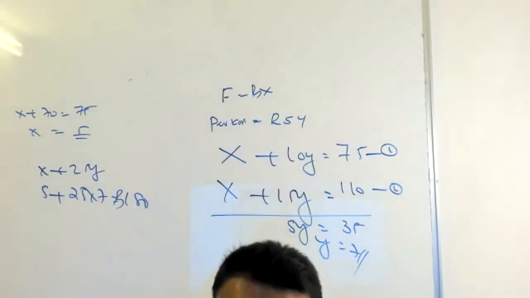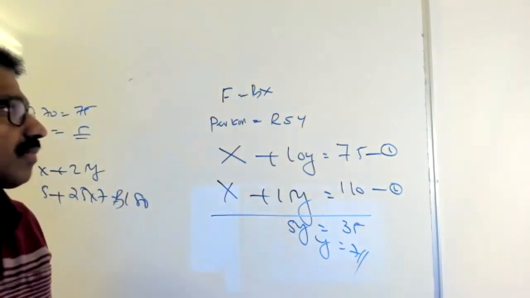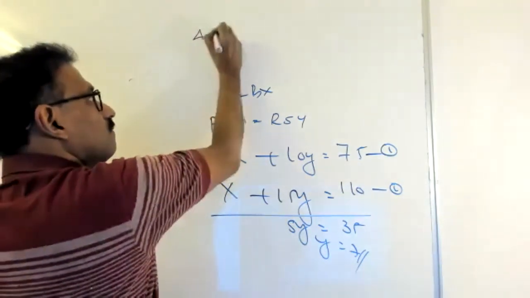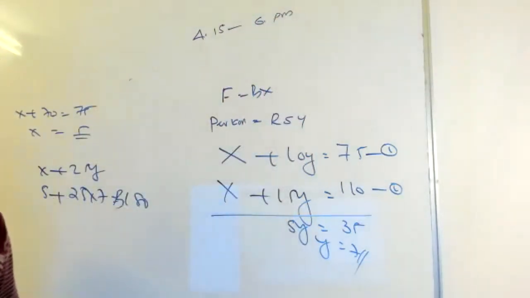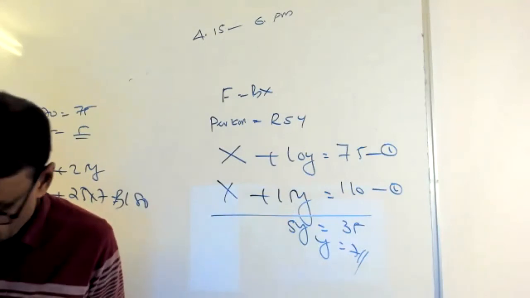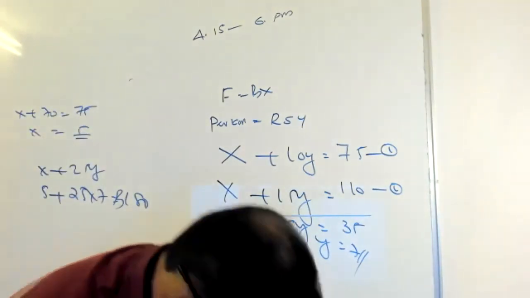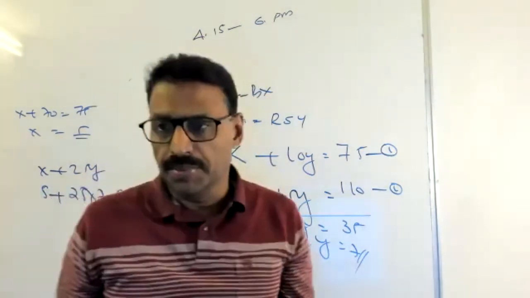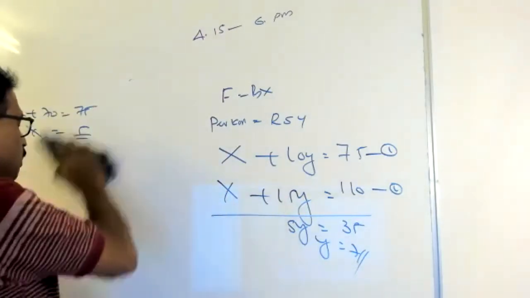Hello. Next week, Ramadan is starting now, so your time will be changed. We'll start from 4:15 till 6. Fasting break time is 6 o'clock. Next Sunday onwards, the time will be 4:15. We'll start 15 minutes early. Okay. Now look at this question.